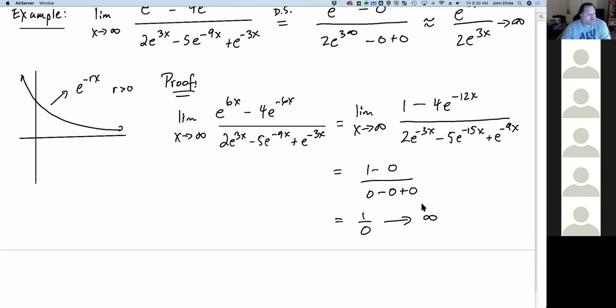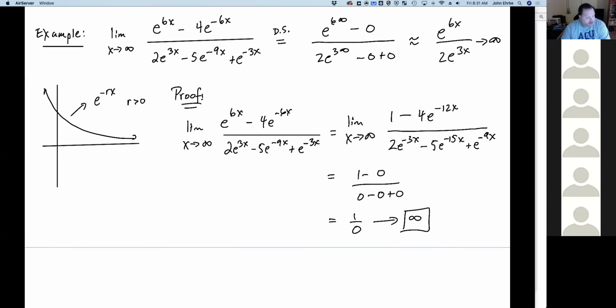The only thing you might be concerned about here is whether it's positive or negative infinity. But understand that the 2e to the negative 3x term remains the largest, and that term is a positive term. So you're going to have positive values in the denominator as it approaches 0. So the correct answer here is infinity.